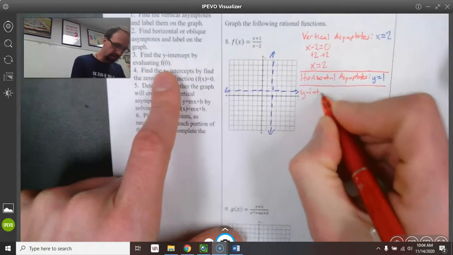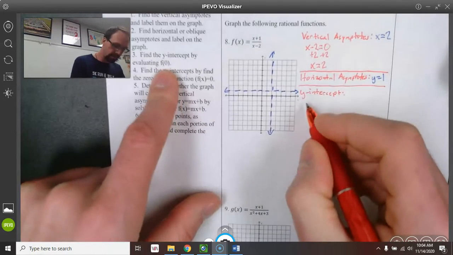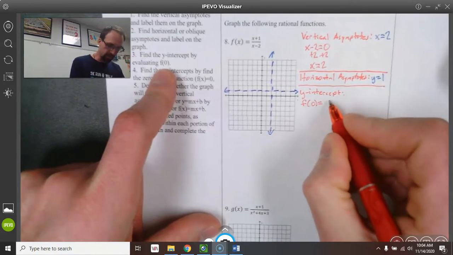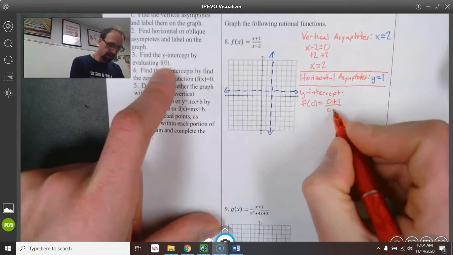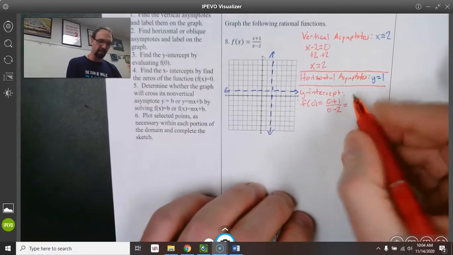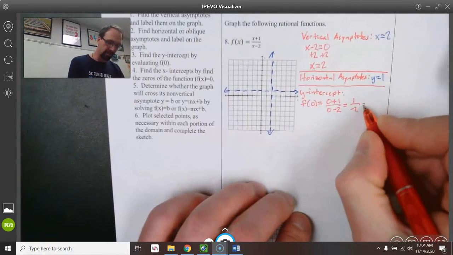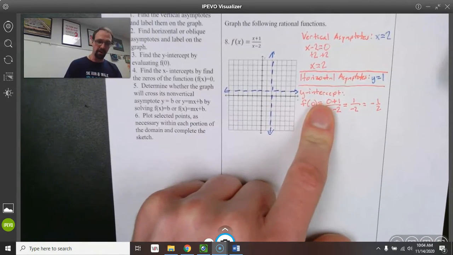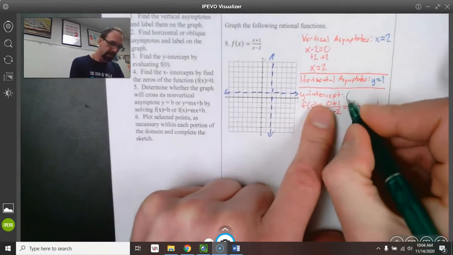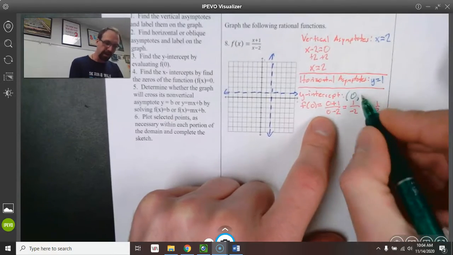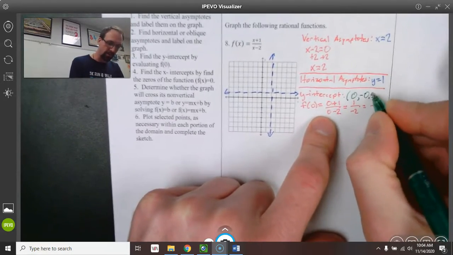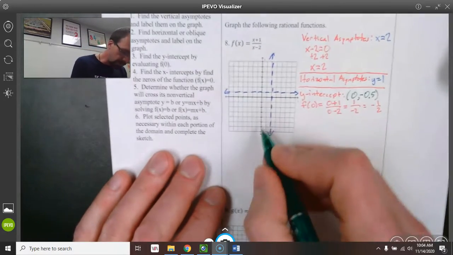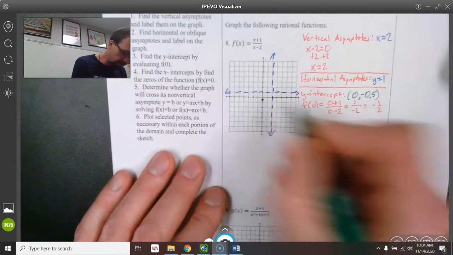So my y-intercept. I plug in 0 for x. So I have f of 0 equals 0 plus 1 over 0 minus 2. I'm going to simplify that. 0 plus 1 is 1. 0 minus 2 is negative 2. So it gives me negative 1/2. So my y-intercept is part of the graph. This is on the graph. When I plugged in 0 for x, I got negative 1/2, or negative 0.5, for y. This is on the graph itself, and that would be about right here.